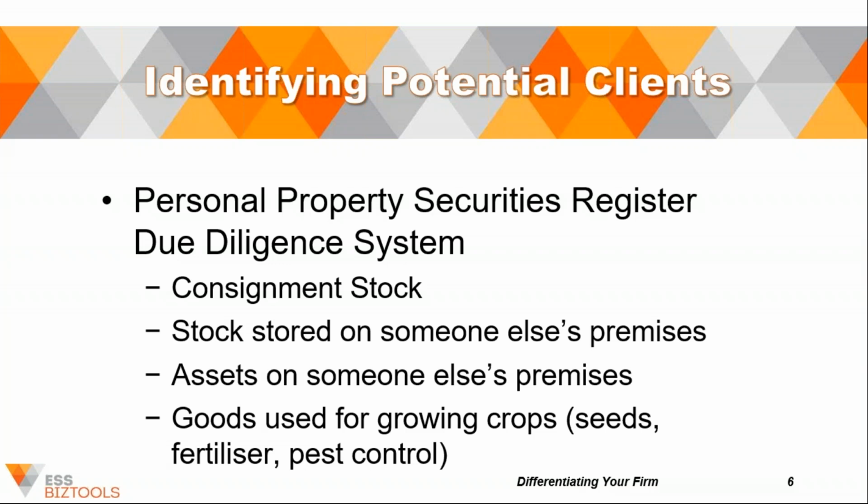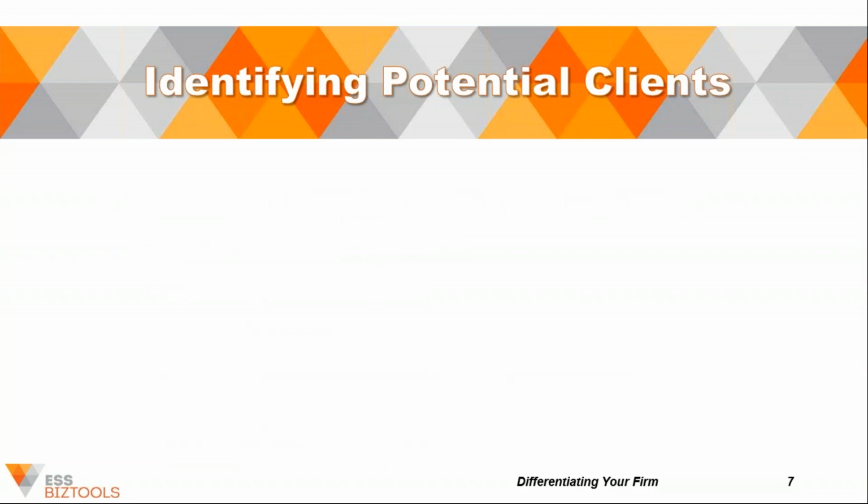Another area that can be of interest for some of your clients, in particular areas of Australia, so if they're in the farming areas or indeed a business that is supplying goods used for growing crops, things like seeds, fertilizer, pest control. That investment that your client has in their farmer customers is able to be registered on the Personal Property Securities Register so that they have some protection if something goes wrong in that transaction.